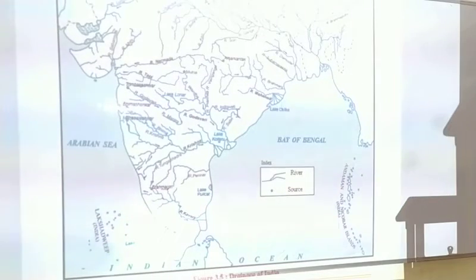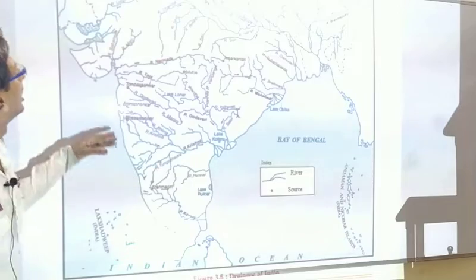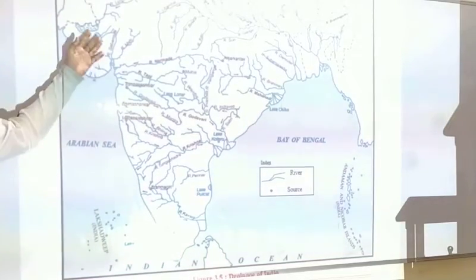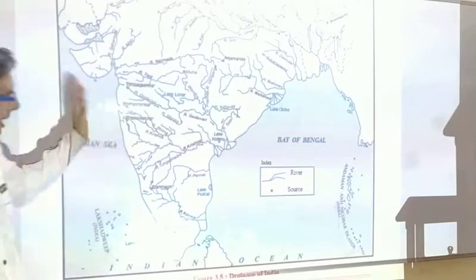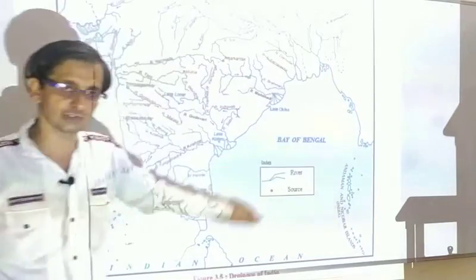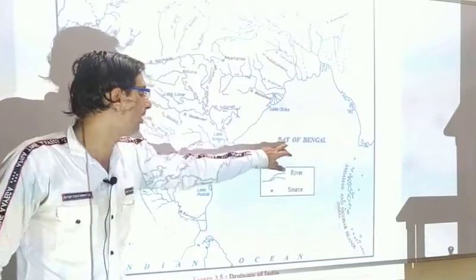Now rivers meeting the Bay of Bengal. This was the western side, where there are so many rivers. You have seen the western flowing rivers of the peninsular region. Now we saw eastern flowing rivers which are meeting the Bay of Bengal.